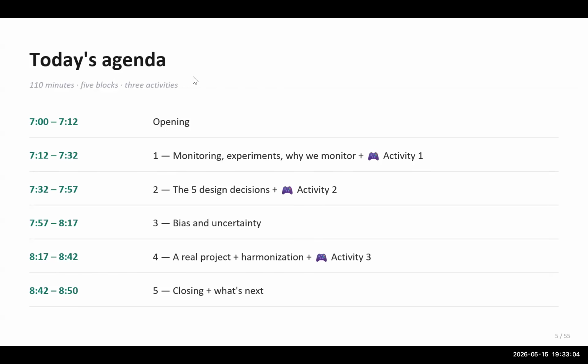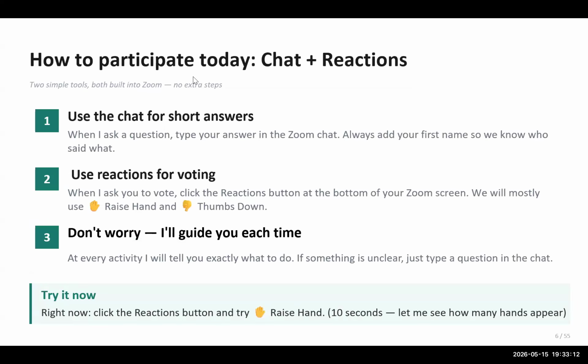Also, we will have 3 small activities, 2 in the chat. You will be able to answer these activities. Mostly we will keep things very simple, just using the tools from Zoom, like the chat or the reactions, to answer the questions. But don't worry, every time I will explain every activity and what you will need to do. And if something is unclear, you can type any question in the chat. I will be checking the chat live.